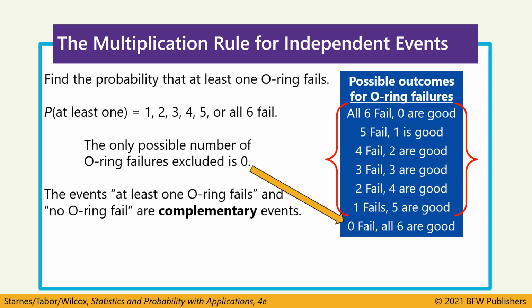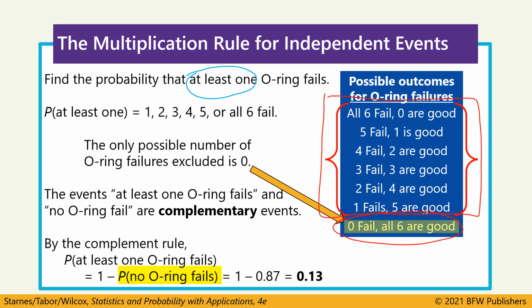These are complementary events. Anytime we see a problem that involves the phrase at least one, we want to treat it as a complement problem because it's easier to find the probability of just one event and subtract it from 1 than it is to find the probability of a number of different events that add up to the probability that we're looking for. So for this one, we would want to find the probability that all 6 O-rings function properly, which is the probability we found on the previous slide, and then subtract that from 1 to give the probability that at least one O-ring fails. This would be the sum of all of those different events added up.